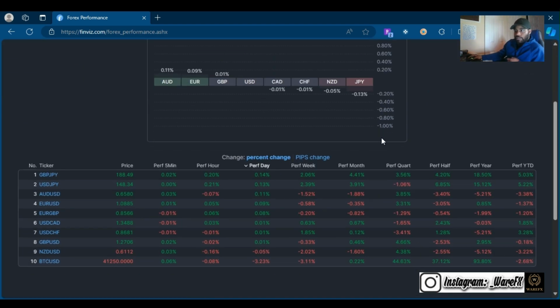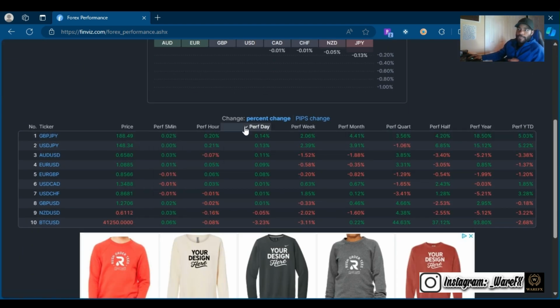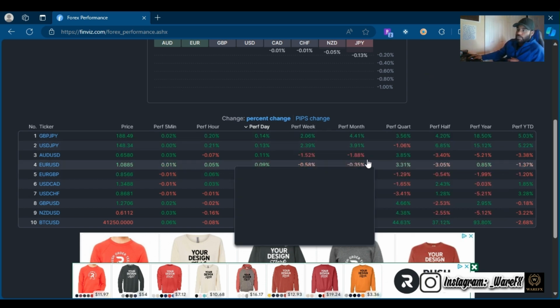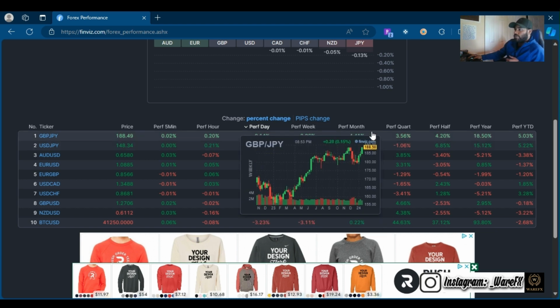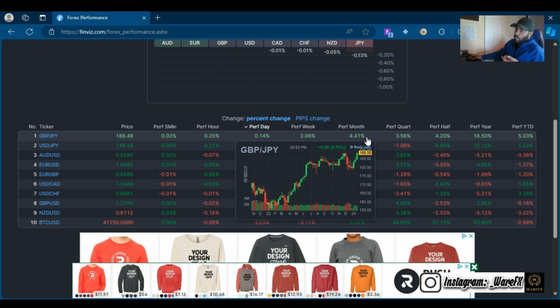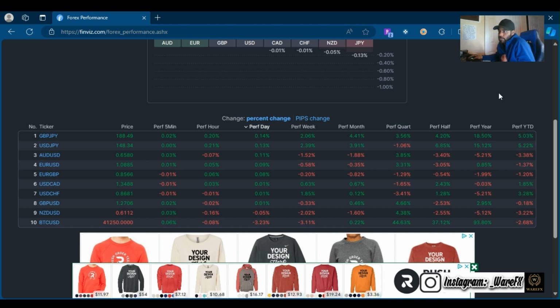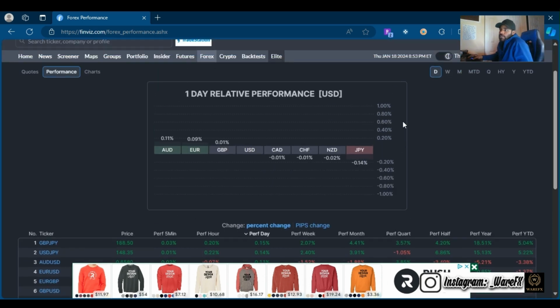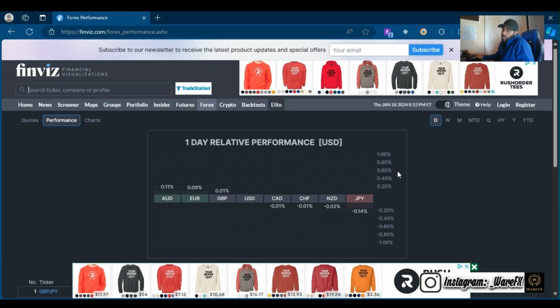So yeah, performance. Let's see. This just shows you what the pair has done in the past 5 minutes, hour, day, week, month. So this is also pretty cool to look at. So say if you're a swing trader and you do month, you say, okay, we're up 4%. So we're trending in the up direction. We're in a bullish market. So we're gonna put in the buy. Or you see something like we're down 1.88%, so we're in a bearish market, so we're gonna put in the sell.